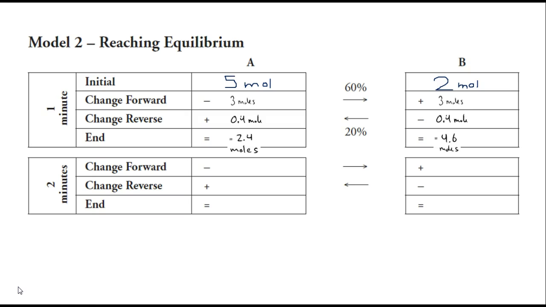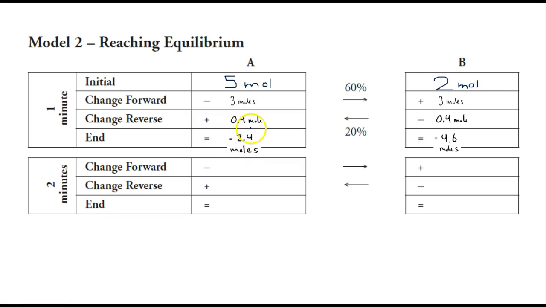So we end up with the same 2.4 of A, 4.6 of B. The difference in Model 2 is it's going to ask you to do those same calculations over each minute. Now it's not labeled with the percentages, but they intend you to use the same 60% of A reacting and the same 20% of B reacting over each consecutive minute. And if you do this, you'll eventually see how this very special point known as equilibrium is established. So if you're still not quite sure how this works, let me do just this 2-minute example with you, so you can see how the whole thing goes.